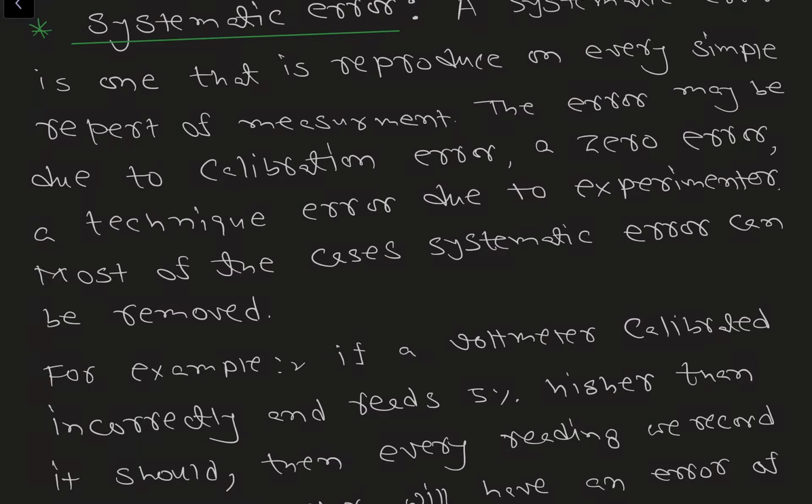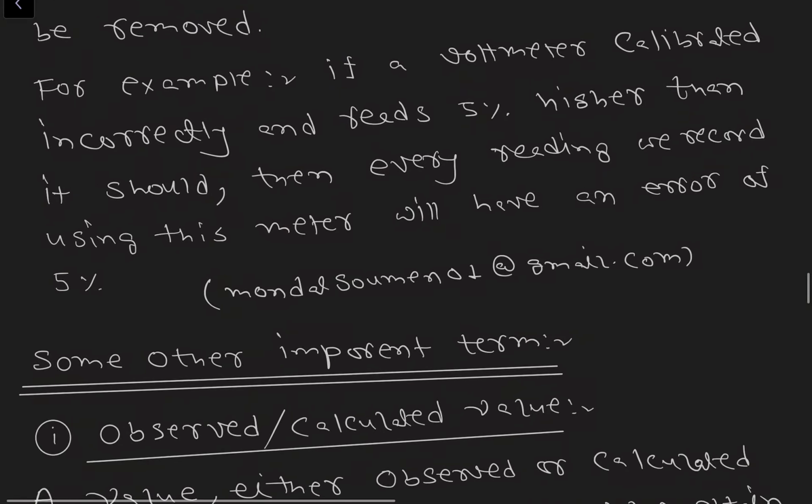A systematic error is one that is reproduced on every simple repeat of the measurement. So every time you measure, you are going to get the same error. In case of random error, every time you measure, the number will be different, so you have to deal with the error being different. The error may be due to a calibration problem, a zero error, a technique error, or a technical error due to the experimenter. So in most cases, systematic error can be removed.